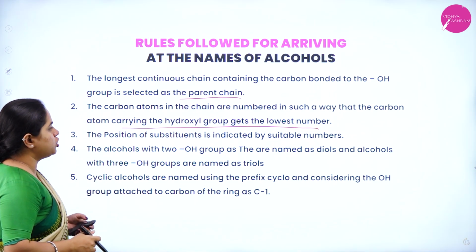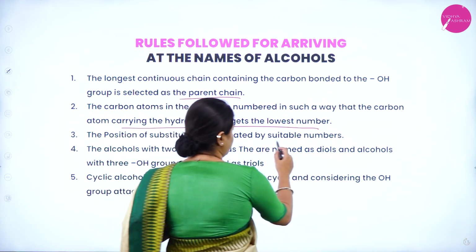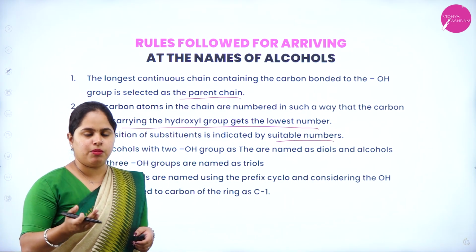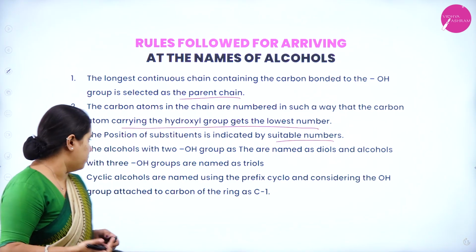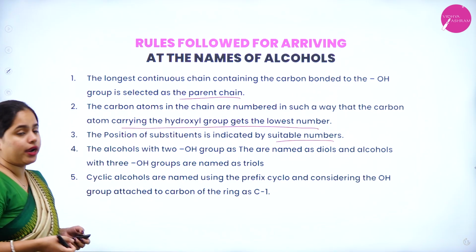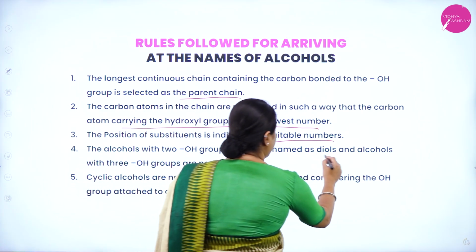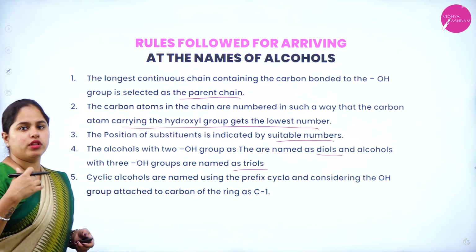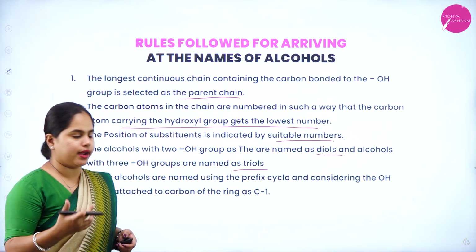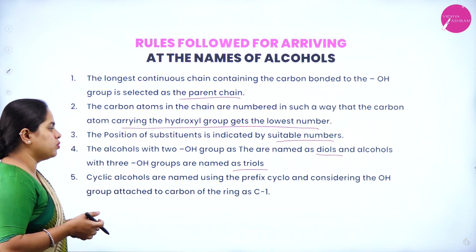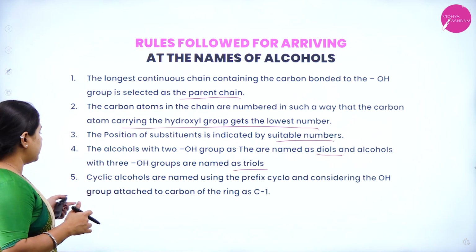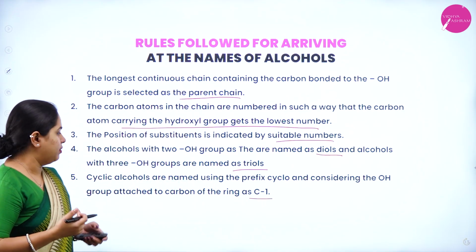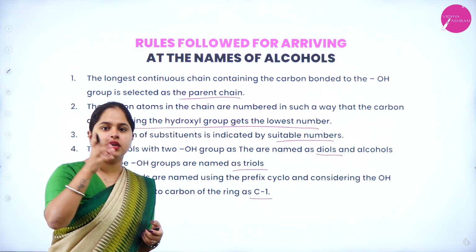The next one is that the position of the substituents is indicated by suitable numbers. You already know that if there are any other substituents, you have to mention them using numbers like 1, 2, 3, etc. The next one, alcohols with 2 hydroxyl groups are named as diols and alcohols with 3 hydroxyl groups are named as triols. So if more than one is there, you can name them as diols and triols. Now cyclic alcohols are named using the prefix cyclo and considering the carbon of the ring attached to the hydroxyl group as C1. So the prefix will be cyclo.